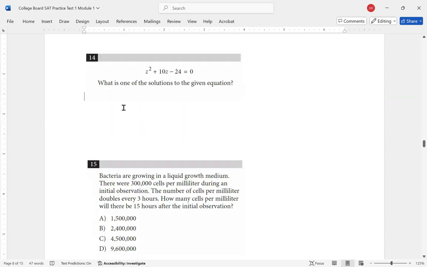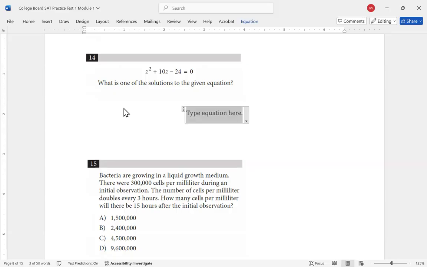Question 14 says, what is one of the solutions to the given equation? z squared plus 10z minus 24 is equal to 0. The thing I should recognize here is that this is a quadratic equation with variable z. There's a number of different ways you can solve this. You can solve this by completing the square. You can solve this by using the quadratic formula. Or probably the most straightforward way is you can solve this by factoring and using the zero factor property.